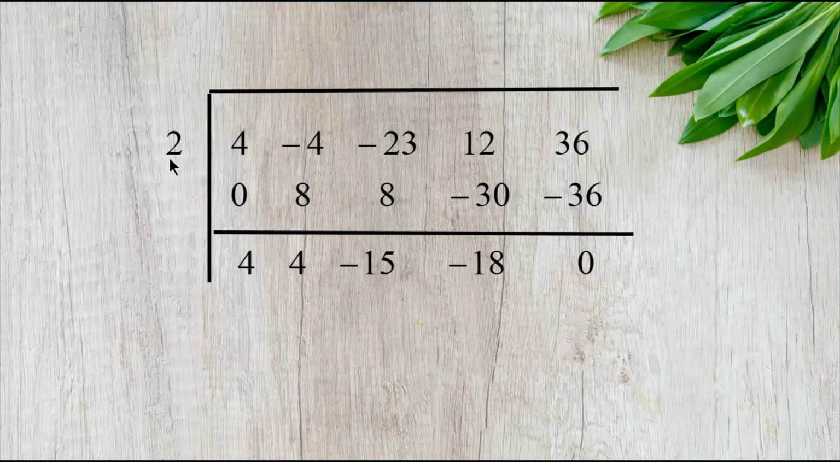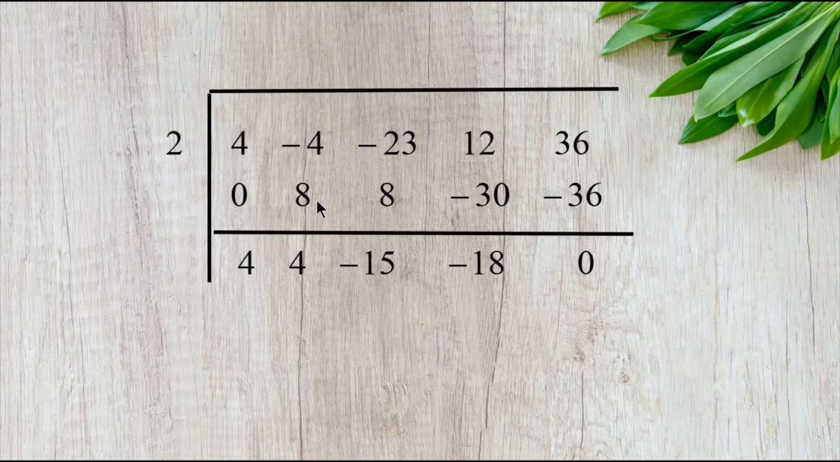Just now we have found out, we can write 2 here and then bring the first coefficient below, 4. Now we can add these two, so 4 plus 0 is 4. That is, bring the first coefficient here and then multiply these two. 2 into 4, which is 8. You can write that here.